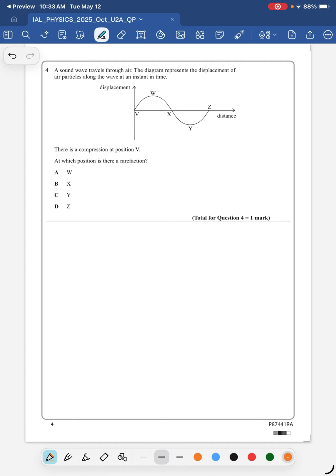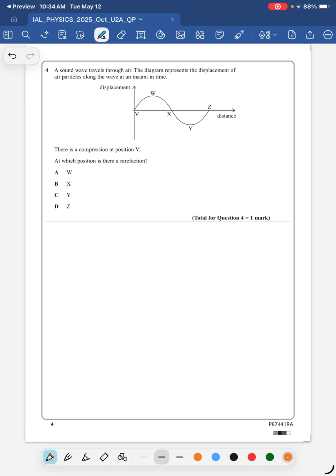Okay, question 4. I had to stare at this for a while to figure out the correct answer because it gave me a lot of confusion, I have to admit. So a sound wave travels through air. The diagram represents the displacement of air particles along the wave at an instant in time. There is a compression at position V. At which position is there a rarefaction?